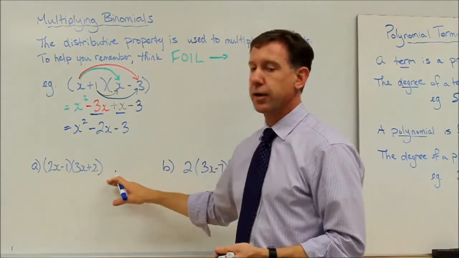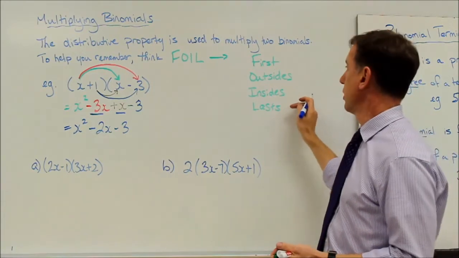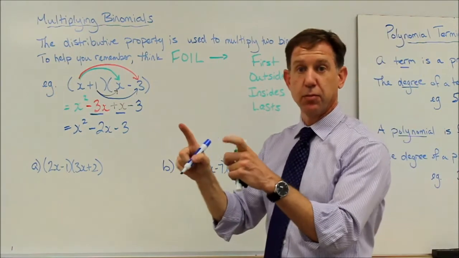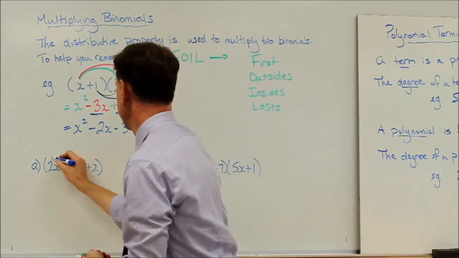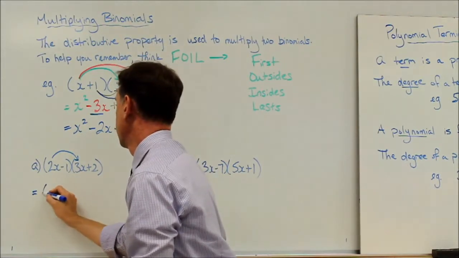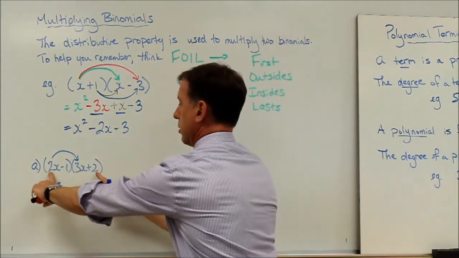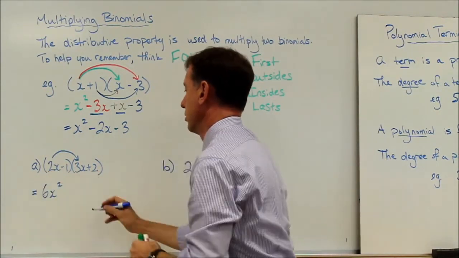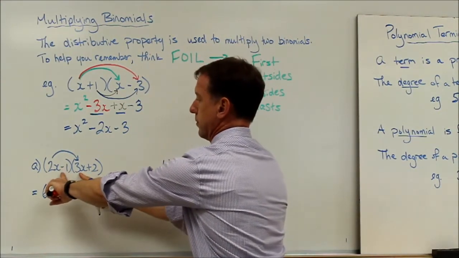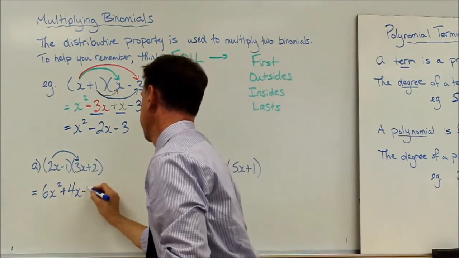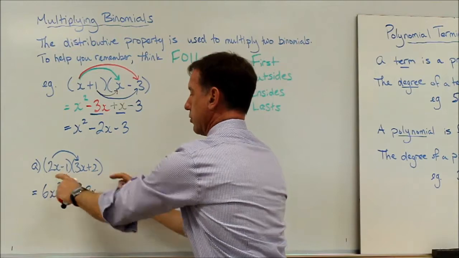Some other examples down here, again, just go through each multiplication in order and then collect your like terms to finish it off. Firsts together, and you can finger point, I like to finger point. So firsts together, 2x times 3x, 6x squared. Outsides, 2x times 2. Insides, minus 3x. And finally, lasts, negative 1 times 2 for negative 2.